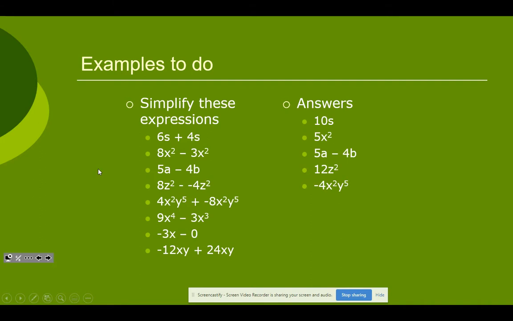9x to the 4th minus 3x to the 3rd. There's nothing I can do because they are unlike terms. The next one here is a little tricky because they look to be unlike terms, but you have to think about your properties from the last lesson. When you subtract 0, you get the exact same thing. So the answer is negative 3x. Remember that 0 is the additive and subtractive identity element. So you can just go straight to negative 3x. And finally, for the last example, negative 12xy plus 24xy gives me 12xy.